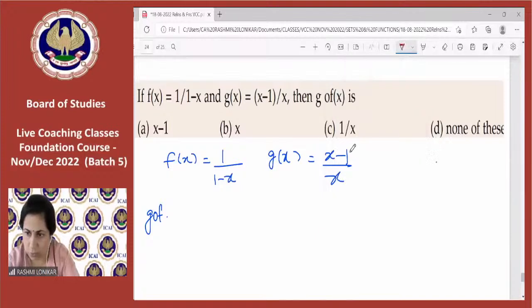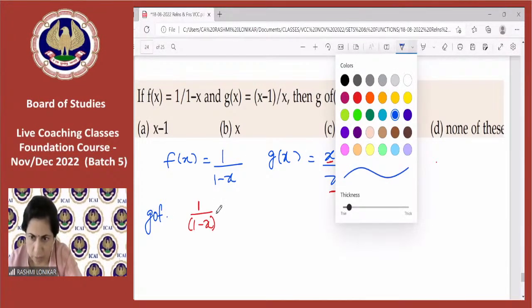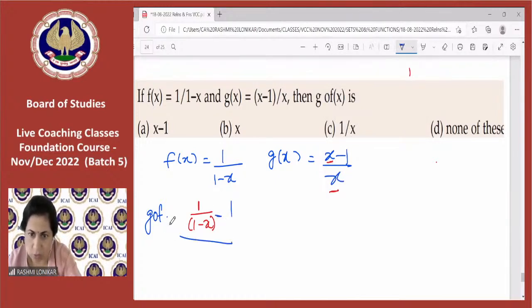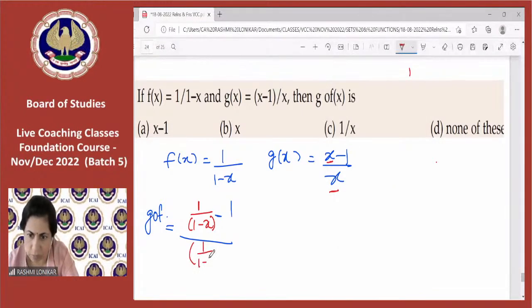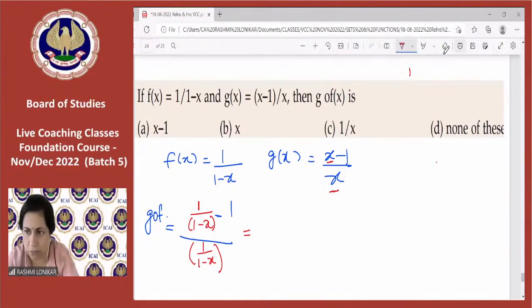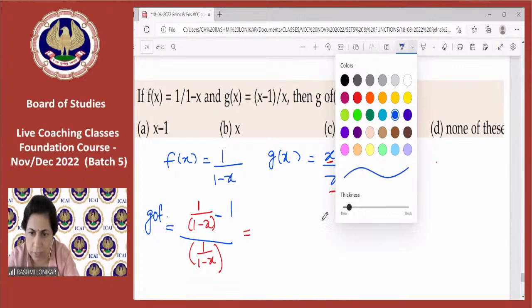So wherever there is x in g, we are going to write down f. So where do we have x? Here and here. Okay. So instead of x, I'm going to write down the function f. So this is 1 upon 1 minus x, 1 upon 1 minus x, minus 1. So g of f is equal to that, upon, again I'll put it in red, so that you will be very clear. You will never make a mistake. 1 minus. Wherever there is x in g, I am going to write down the function of f. So once I have written that, I'm going to simplify.